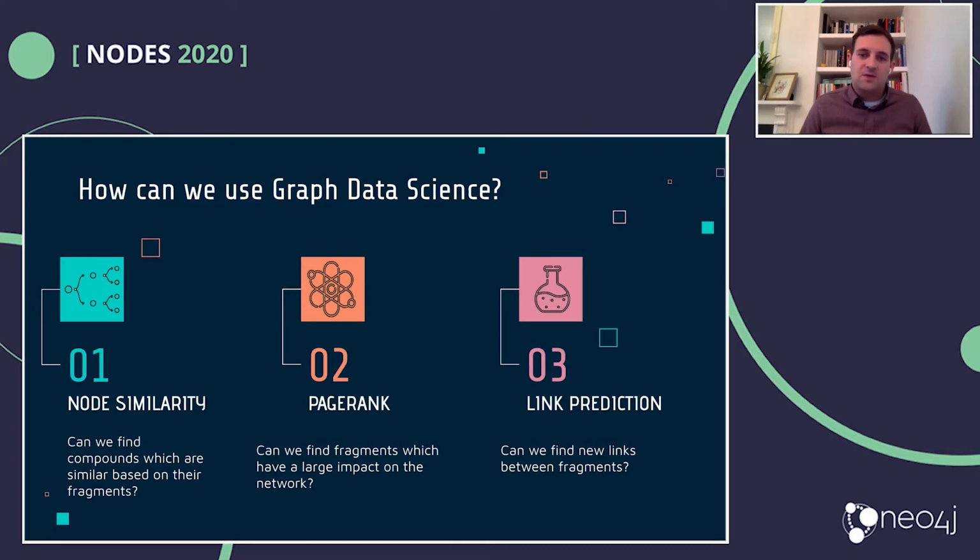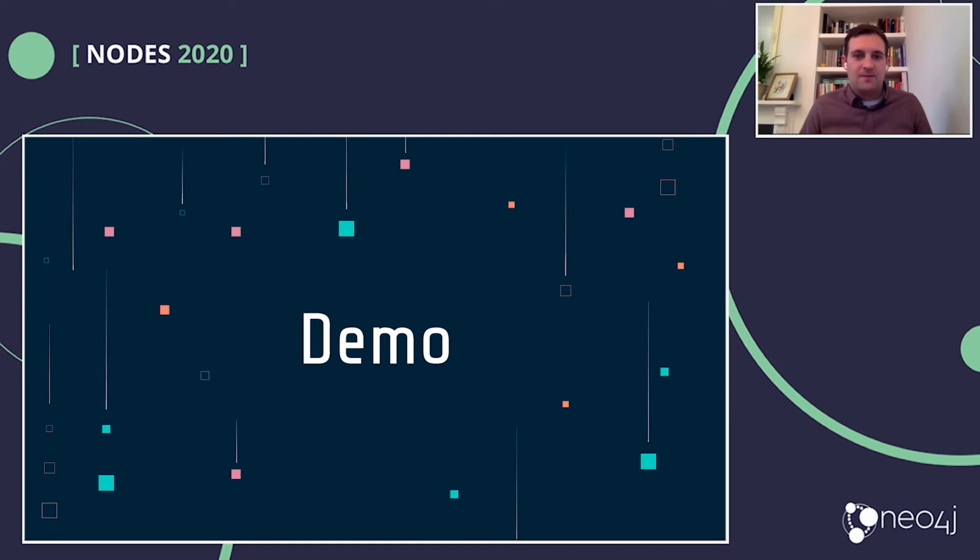And then the final one is we're going to see whether we can predict new links between fragments. Can we suggest new changes that a chemist might make? The chemist should instead try this if they've not tried that already. So this is what we want to look at with link prediction. I'm going to dive into the demo now and talk you through the different use cases that I just mentioned, going through them one by one.